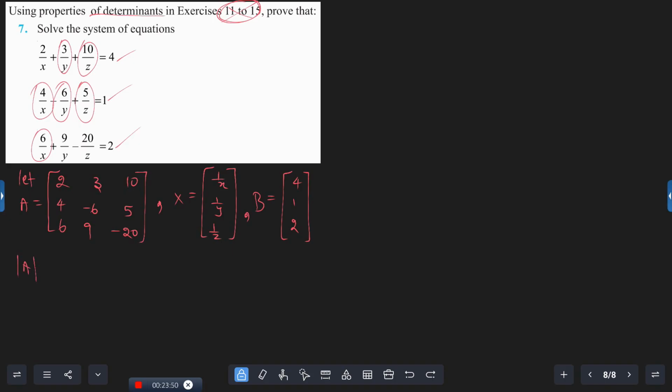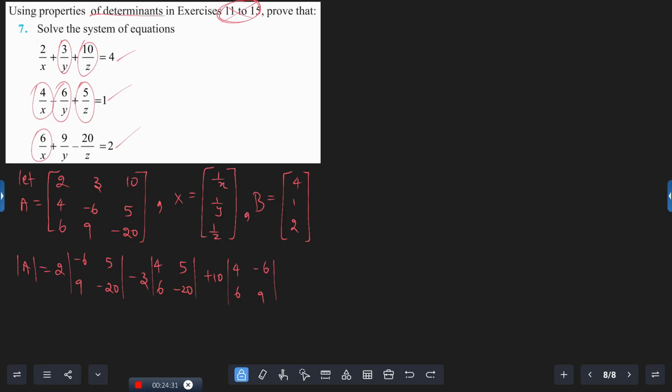So let's find the determinant of A first. If you take 2, what will you be getting? This row and column cancel, na? What I am getting: minus 6, 5, 9, minus 20. Like that, for the second element you will have a negative sign and the element 3. Striking out its row and column: 4, 5, 6, minus 20. Next element, the last element 10: striking out its row and column: 4, minus 6, 6 and 9.